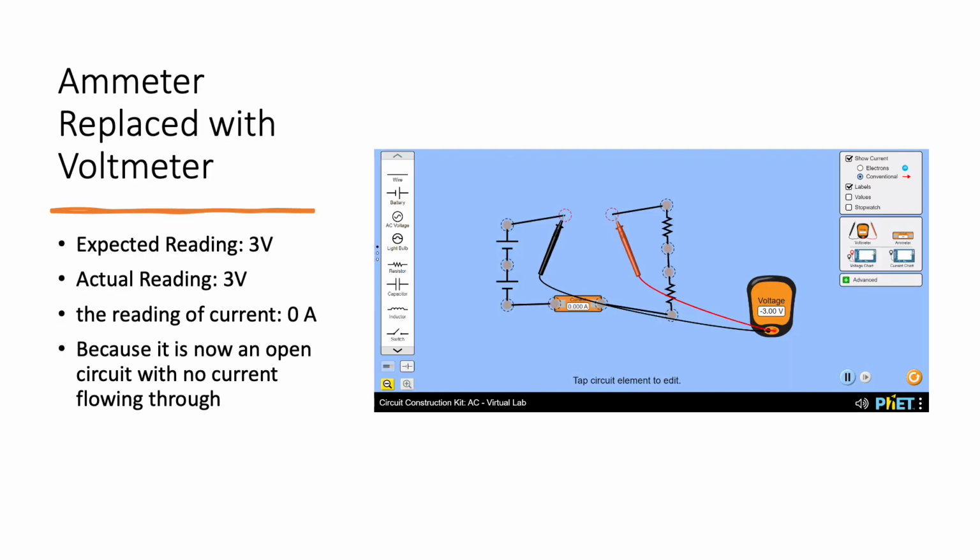Then I replaced the ammeter with a voltmeter, and the reading is 3 volt on the voltmeter and 0 A on the ammeter because it is an open circuit and there is no current flowing in the circuit, but in between these sides it shows the potential difference in voltage, which is the total voltage of the battery, 3 volt.